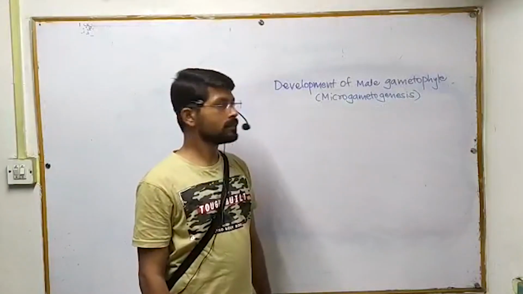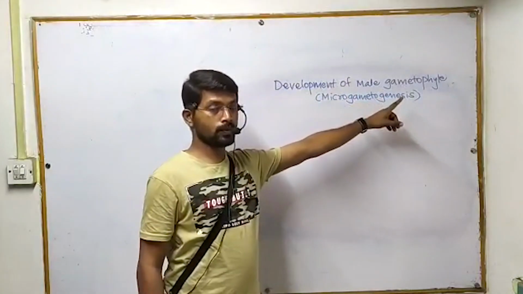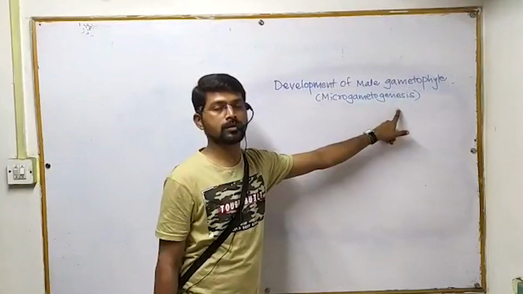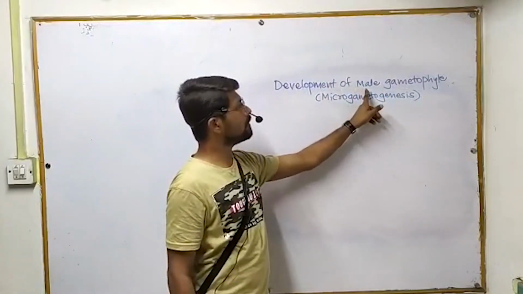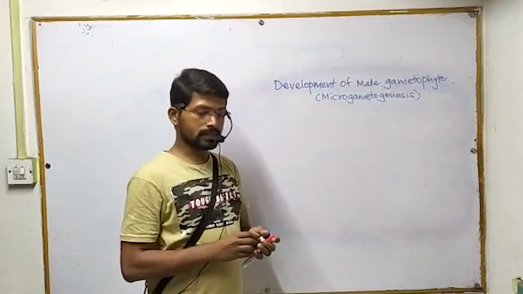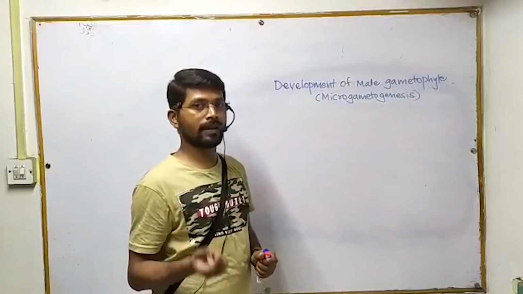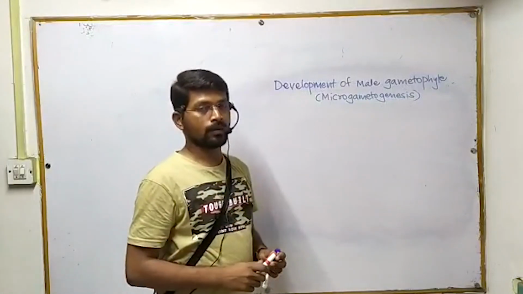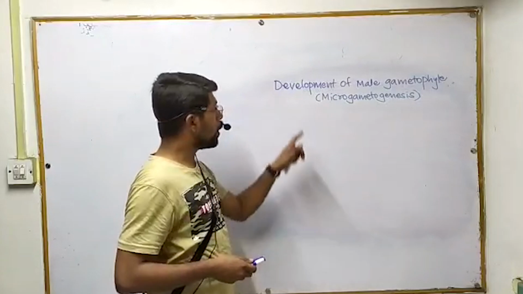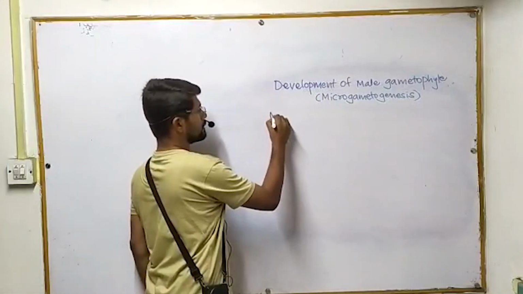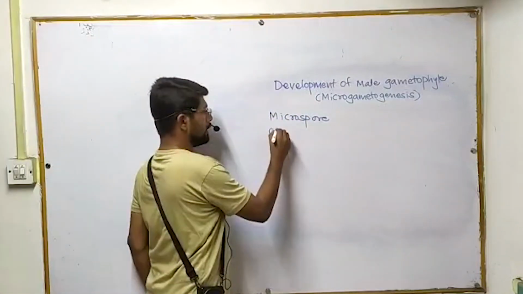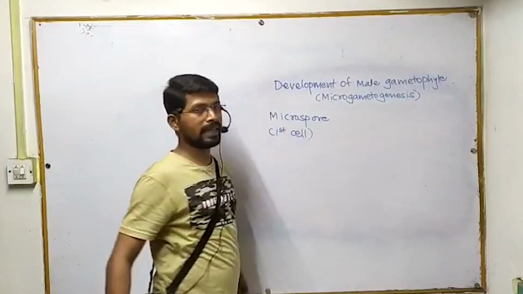Now we are going to discuss the development of male gametophyte. This process is also called microgametogenesis. The process of formation of microspore is called microsporogenesis, and the process of development of male gametophyte is called microgametogenesis. Microgametogenesis is a process of formation of male gametophyte from a single microspore. It is very clear that microgametogenesis occurs from a single cell, which is called the microspore. And therefore, the microspore is the first cell of the male gametophyte.